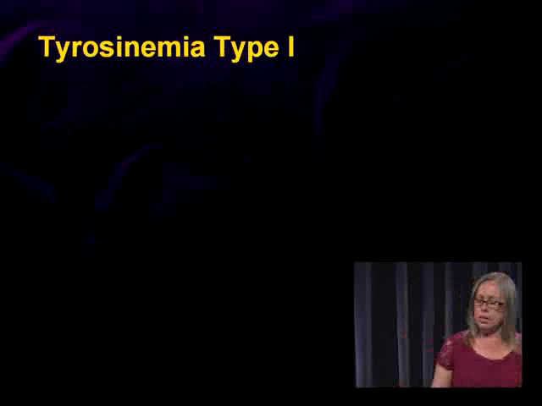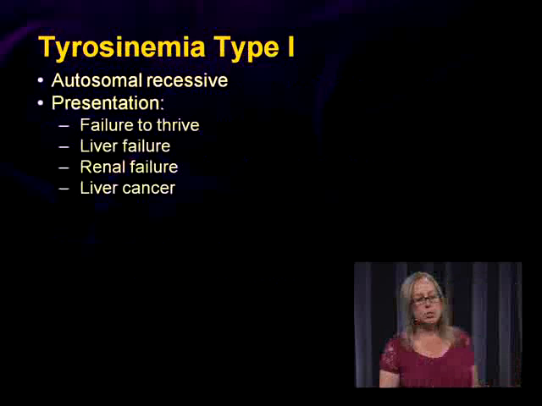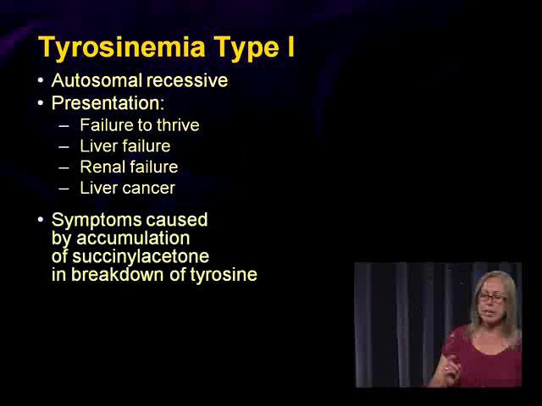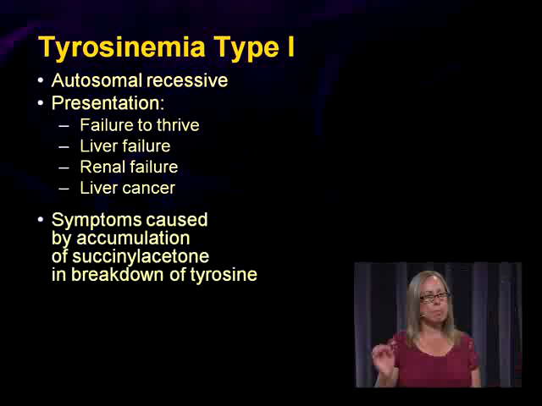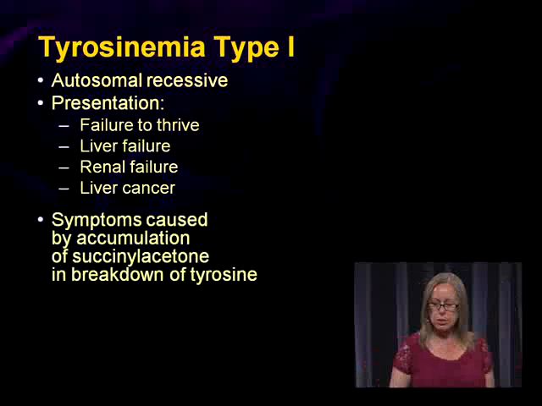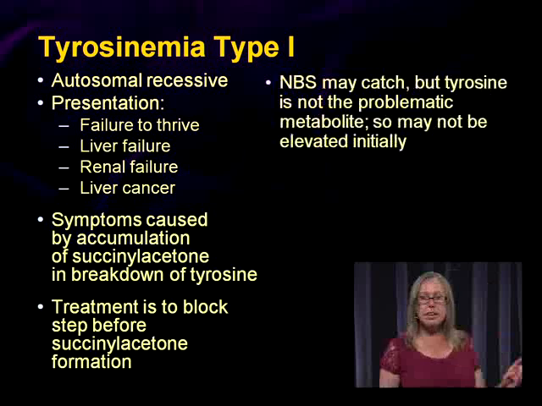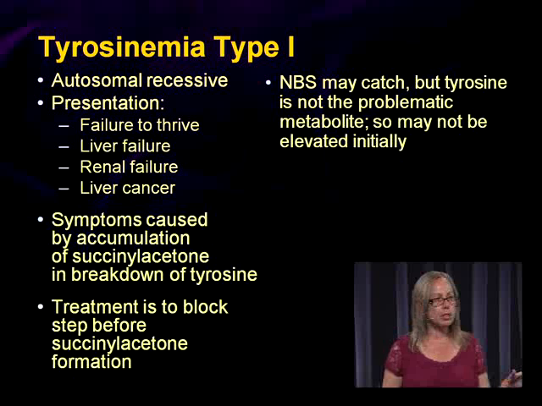Tyrosinemia type 1 is also autosomal recessive, and it presents with failure to thrive, liver failure, renal failure, and eventually liver cancer. The symptoms are caused by accumulation of succinylacetone, which is one of the byproducts when you're starting to break down tyrosine. So the treatment is to block the step before the succinylacetone is formed. You may not catch this on newborn screening, because tyrosine is not the problematic metabolite, and so it might not be elevated initially. It's the succinylacetone, and that's the pathognomonic compound for tyrosinemia type 1.